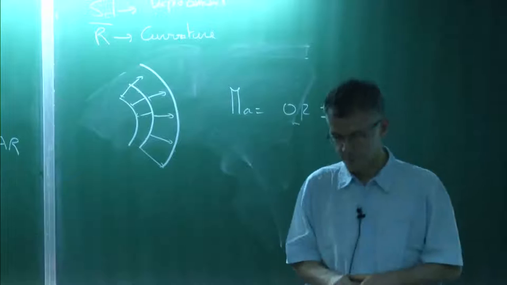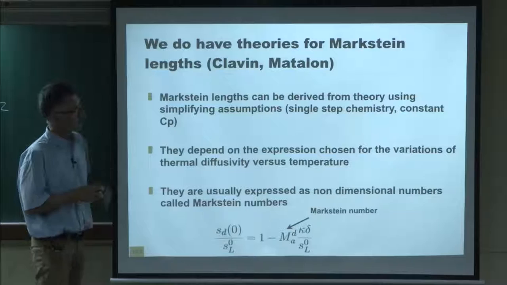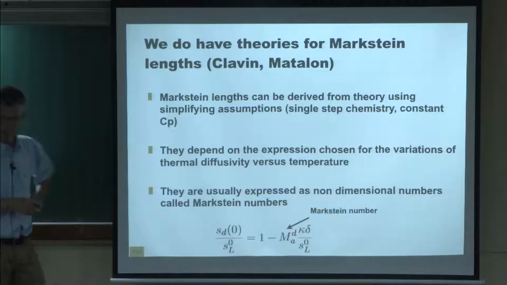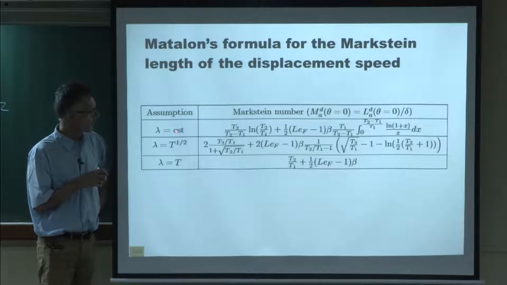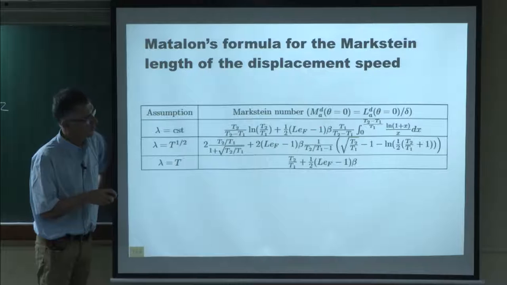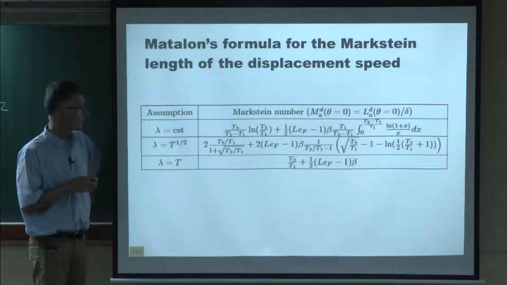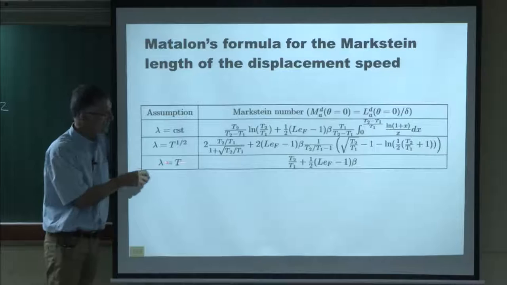So you can derive this Markstein length from theory. If you say single-step chemistry, constant CP, simple Lewis numbers, and I will show you a few examples of these things. So the Markstein length depends on what you assume also for the thermal conductivity. If you say the thermal conductivity is constant, this is the Markstein length that you obtain. So you can just plug in here your temperature jump, you integrate that, and you find a number. If you suppose that lambda is proportional to T squared, you find this, etc. Lambda is really proportional to T. Okay, so that's a good expression.